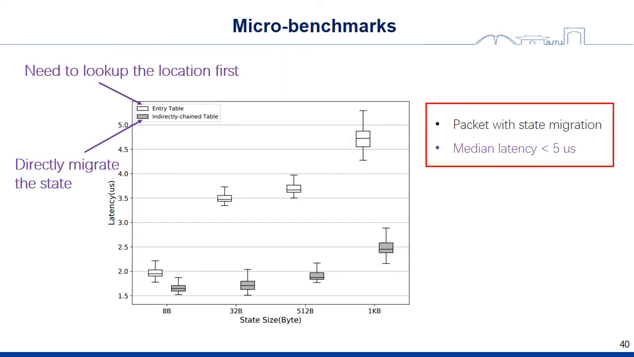Then, let's see a macro benchmark. We test the per packet latency of two state migration solutions. The first is a full migration path. The NF first finds where the state is stored and then migrates the state. The second directly migrates the state because the location is known. As shown in the figure, when migrating 1 kilobyte of state, the median latency is less than 5 microseconds. And this latency is 20 times lower than that reported by S6.